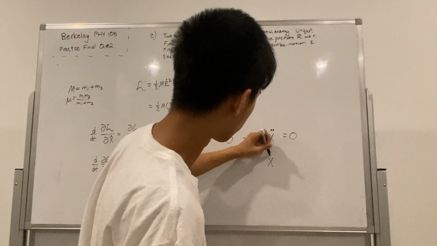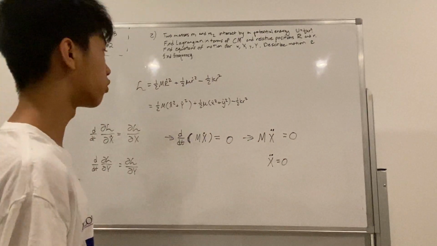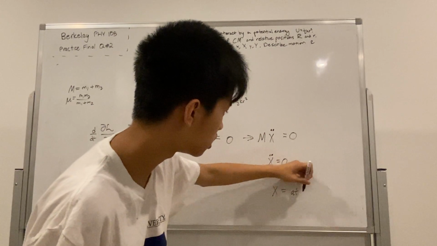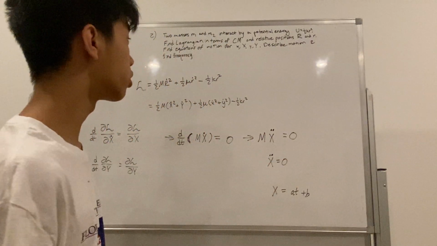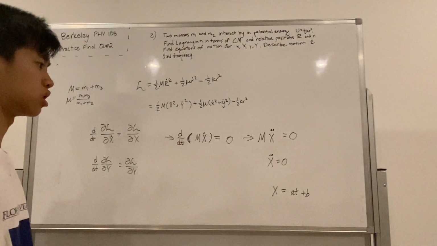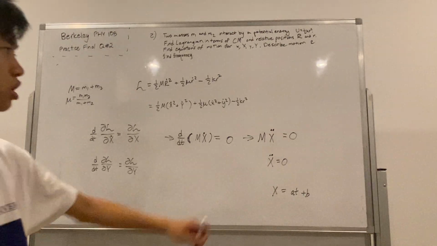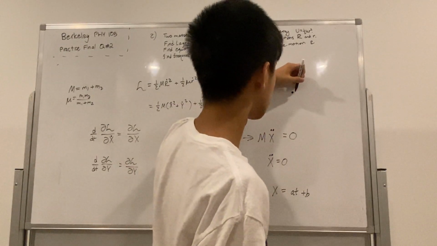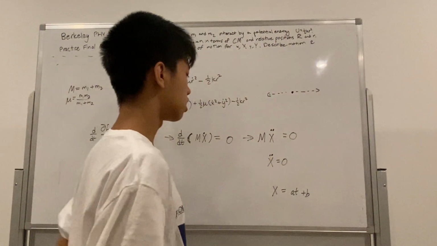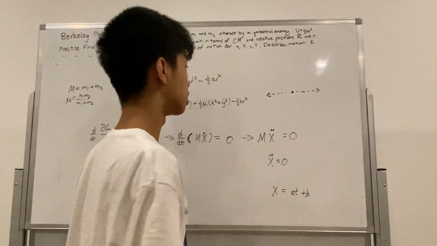Or in other words, big X double prime is equal to 0. And therefore, if you solve for that differential equation, you get AT plus B. So we know that the center of mass's motion is linear in the x direction. So you can expect it to travel in the x direction, the x component, either this way or this way at a constant speed and only going in one direction.